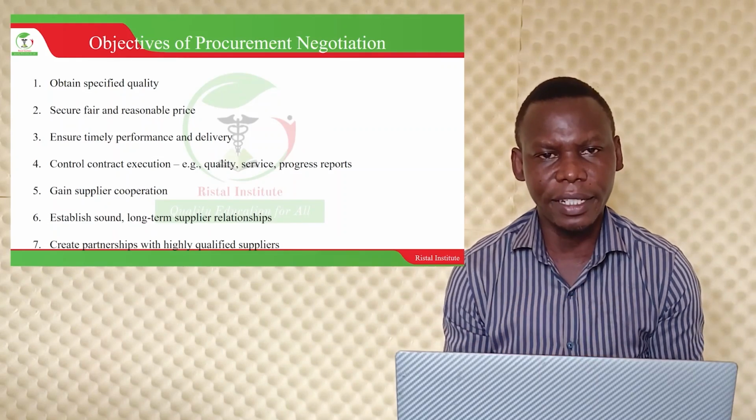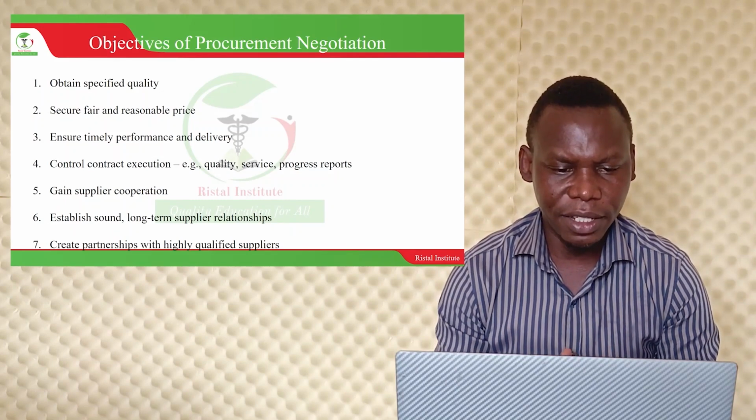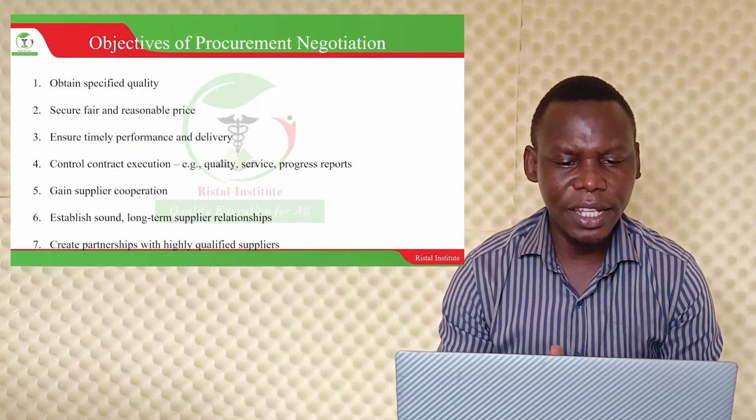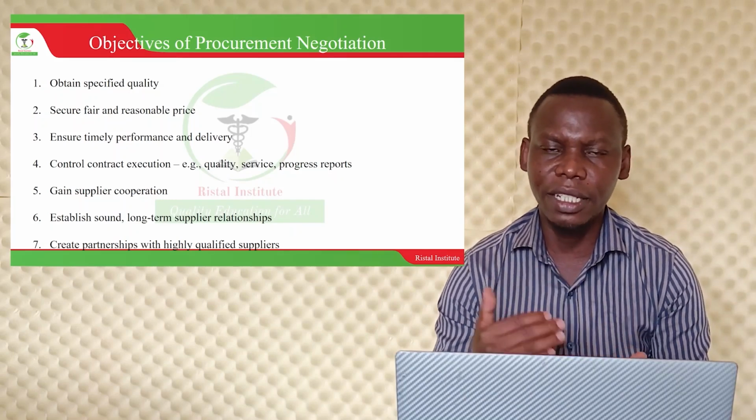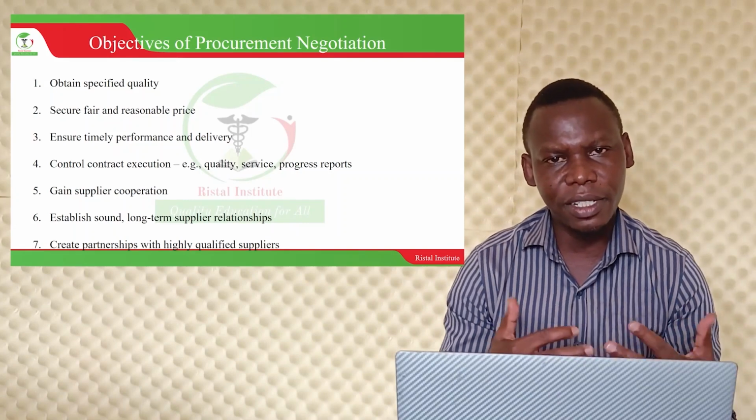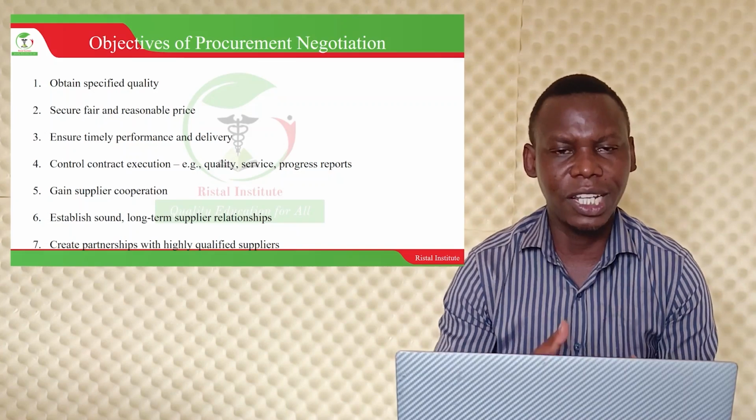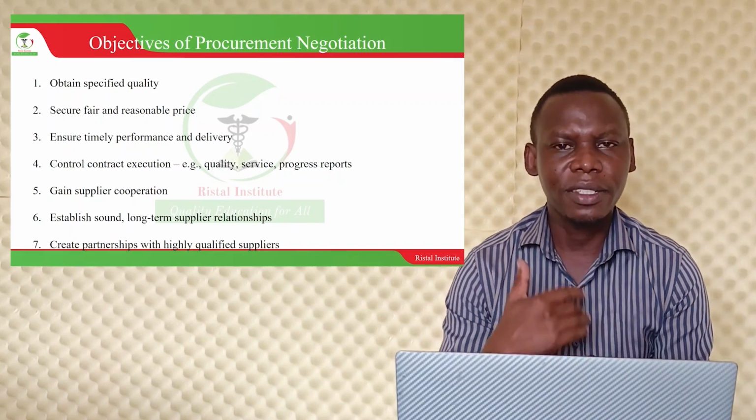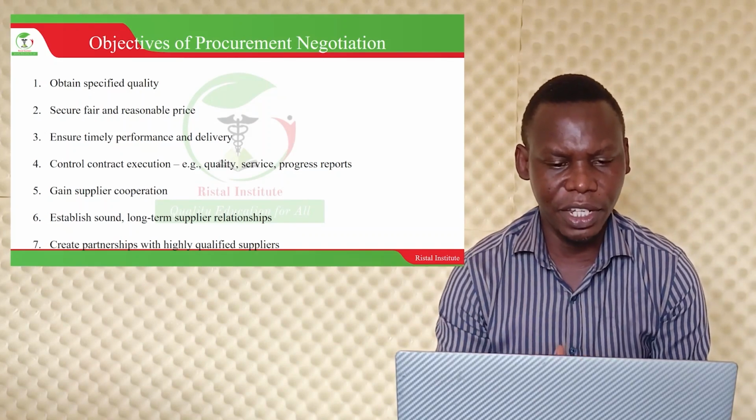The objectives of procurement negotiation: at the end of the whole procurement, we have aims, or we have targets we want to achieve. Let's look at these objectives as it is mentioned. The first is to gain specific quality. The buyer wants to see that he will gain a product or a service that is based on his own specification. So the negotiation has to happen so that he can get the product or the service he needs.